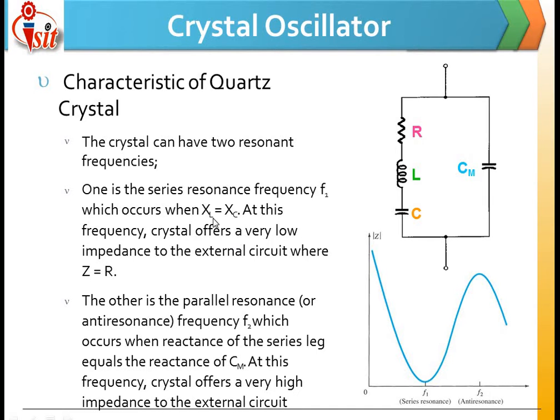That means the inductance resonance frequency is equal to the capacitance resonant frequency. At this frequency, the crystal offers a very low impedance to the external circuit, where Z is equal to R. The other is the parallel resonance or anti-resonance frequency, that is F2, which occurs when the reactance of the series leg equals the reactance of CM, at which frequency the crystal offers a very high impedance to the external circuit. That means the crystal oscillator, that is a quartz oscillator, will produce very high crystal oscillating frequencies.